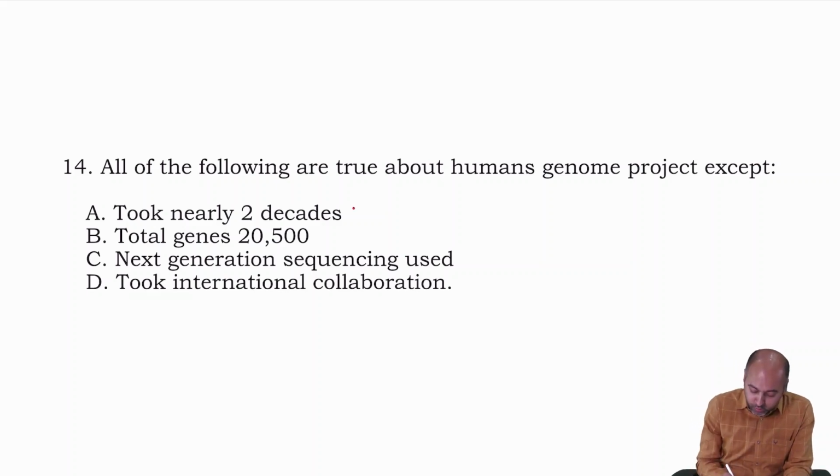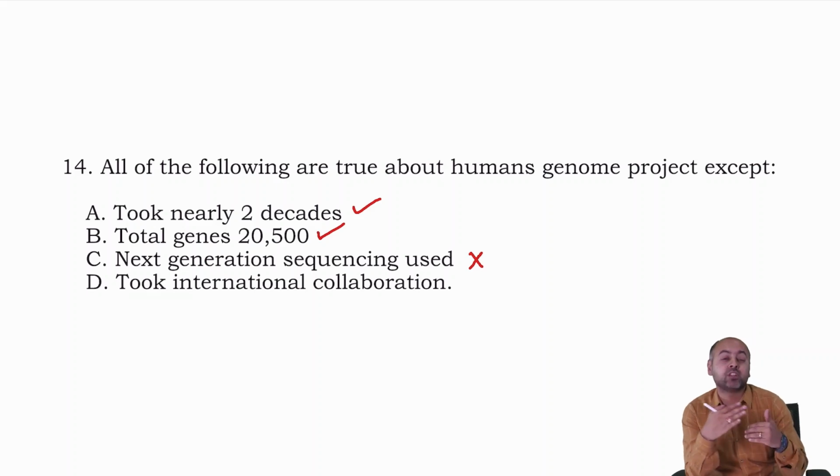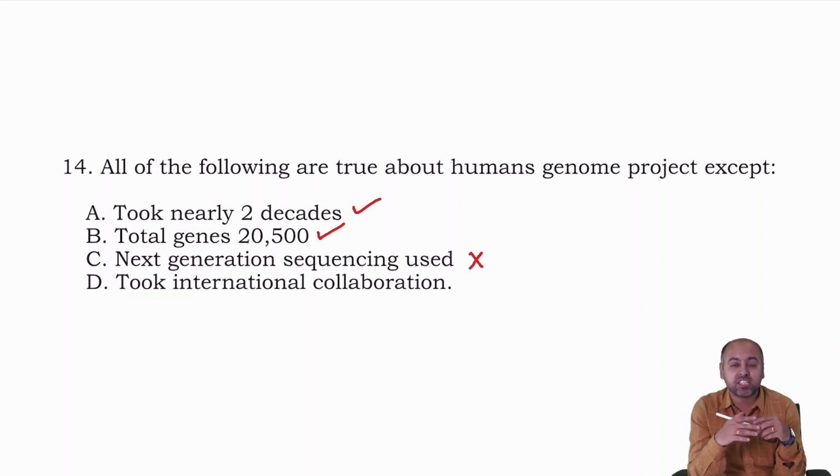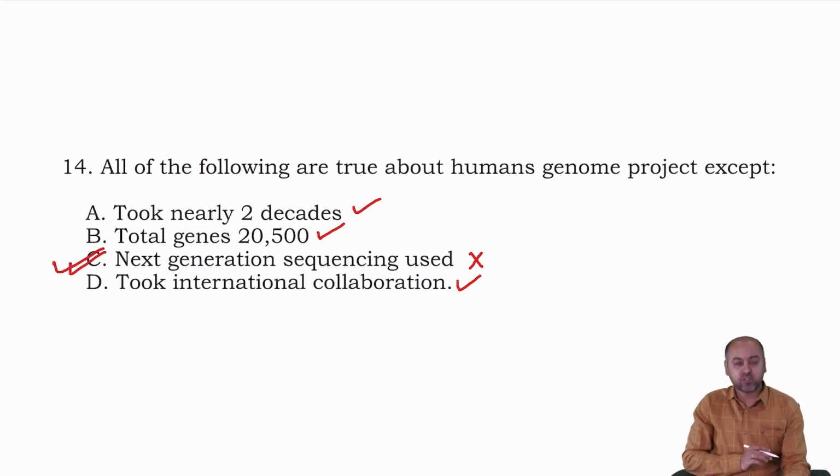Took nearly 2 decades, correct. Total genes 20,500. Once the whole process was completed, this was the final conclusion drawn by the Human Genome Project. Very correct. Next generation sequencing used is not correct. Next generation sequencing developed as a result of the Human Genome Project. When we started the Human Genome Project, and when the first phase was completed around 2004 to 6, next generation sequencing was not well developed. Took international collaboration, very correct. So next generation sequencing being used is not correct. Please keep that in mind.